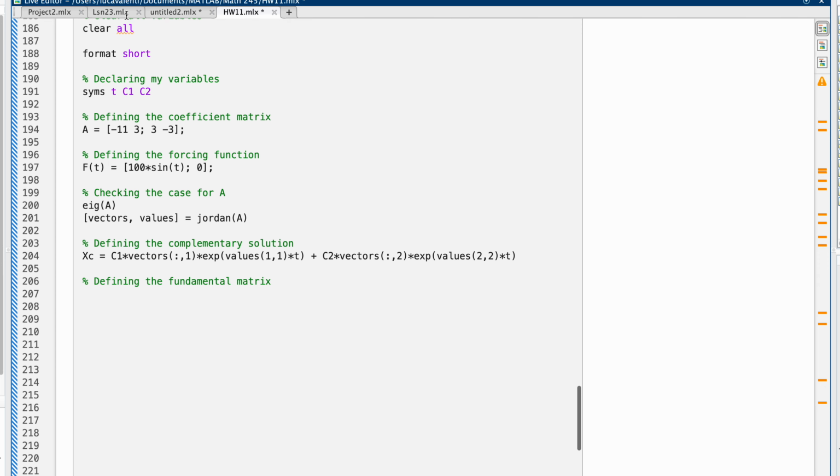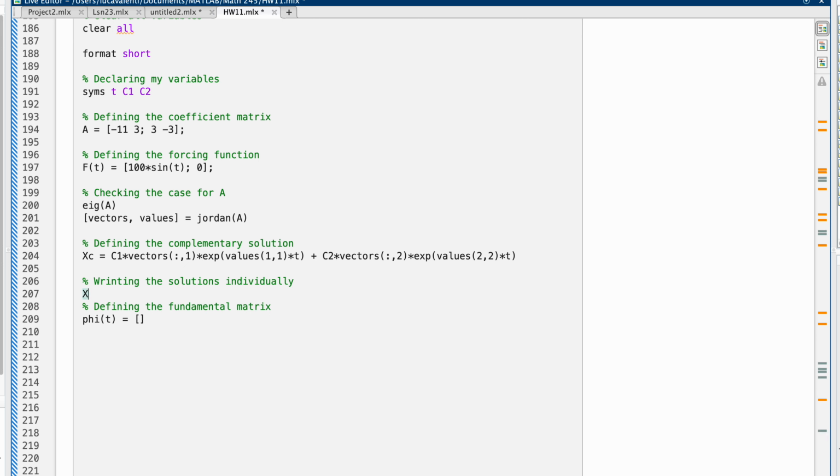And to define this fundamental matrix, all we have to do is, well, I'll call it phi, have these solutions written independently. So let's say writing the solutions individually.